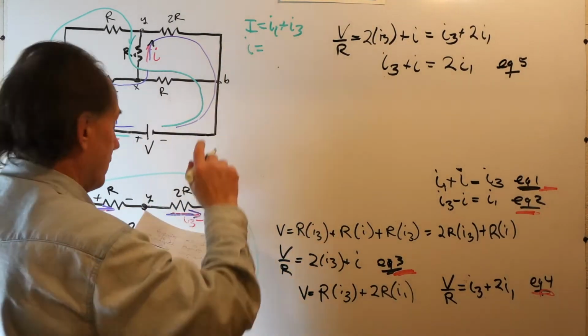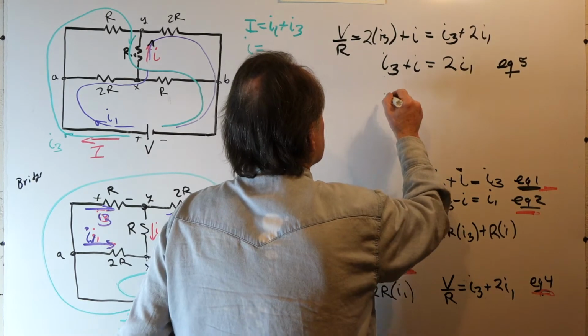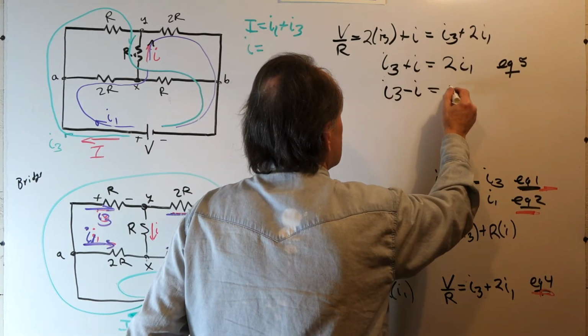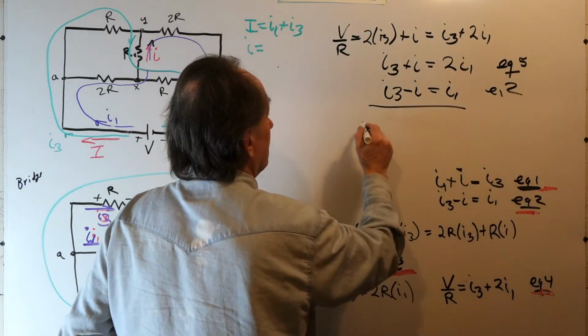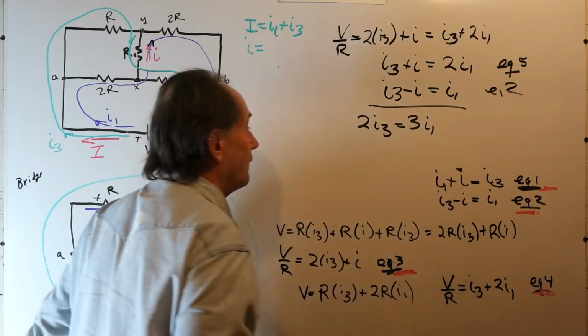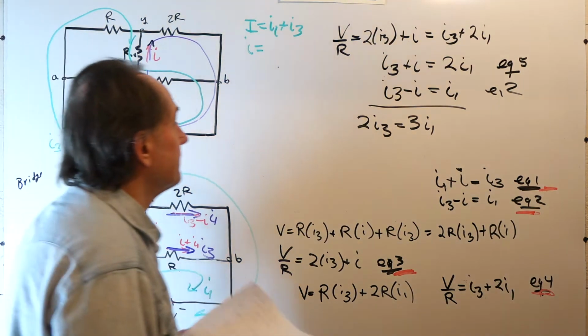Now, to equation 5, let's add equation 2. So equation 2 is I3 minus I is equal to I1. This is equation 2. Let's combine them. We get 2I3 equals 3I1. So now we have a relationship between I3 and I1. Call this equation 6.